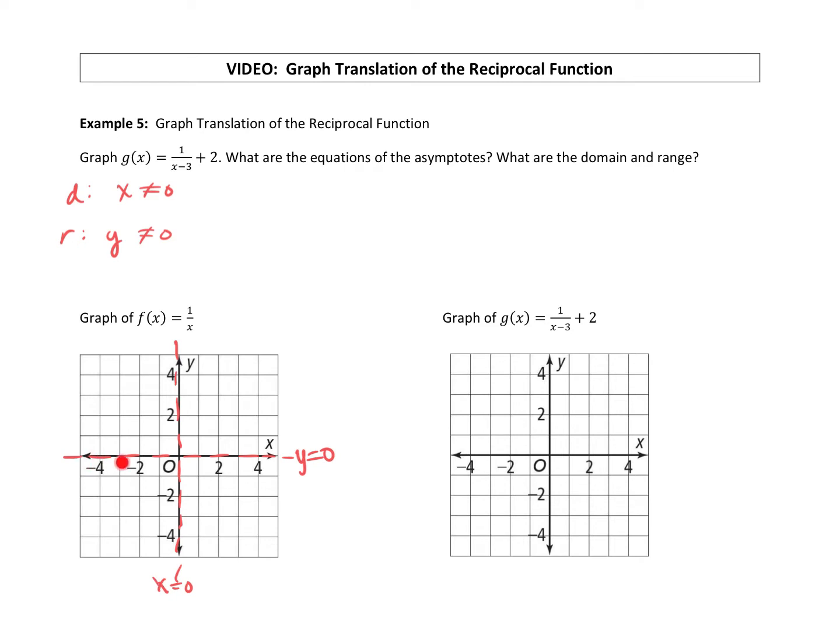This would be called a horizontal asymptote because it's a horizontal line. It has a y equals equation. This would be a vertical asymptote because it's a vertical line. It has an x equals equation.